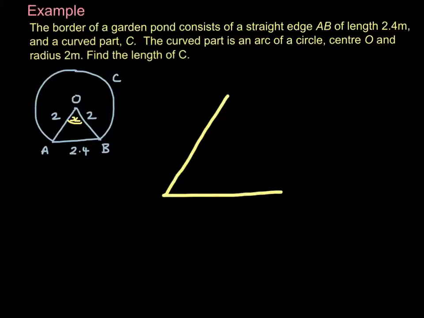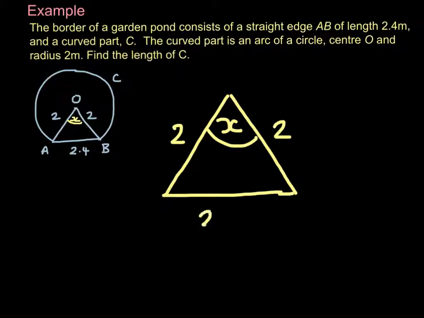So let's just forget about that circle for a minute and just look at this triangle then. So we've got x, that's side 2, that's side 2, that's 2.4. So what I'm going to do is split it in half. I'm going to cut that angle x in half and create a right angle triangle. So that base of the triangle is going to be cut in half as well. So that means we're looking at half of 2.4. I've just labelled that angle A as well.